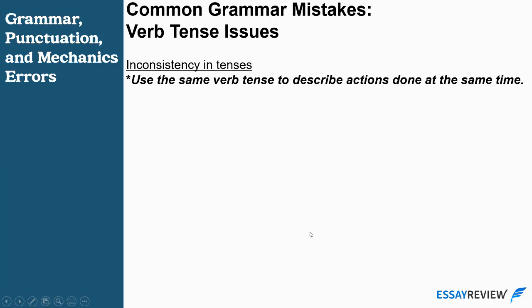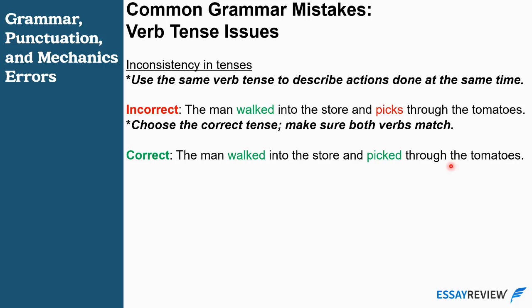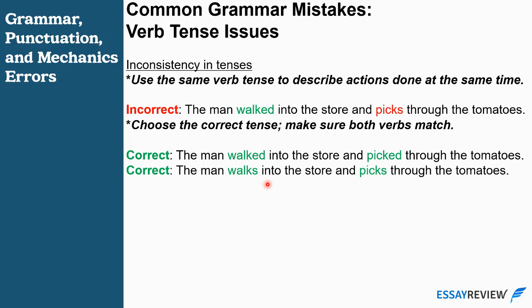Okay, most. All right, inconsistency in tenses. Sometimes you can have the correct verb tense, but then in the same sentence or the next sentence, the author will use a different tense. And that is not right. So you want to be consistent. So here we have, the man walked into the store and picked through the tomatoes. How can we fix this? Well, you have to just choose one or the other, right? The man walked into the store and picked through the tomatoes, or the man walks into the store and picks through the tomatoes. So be consistent with your tenses.